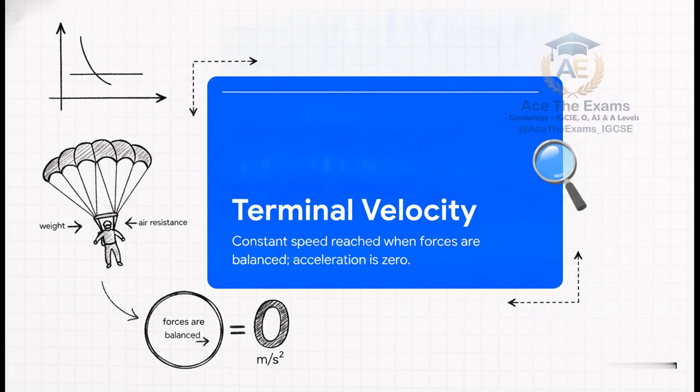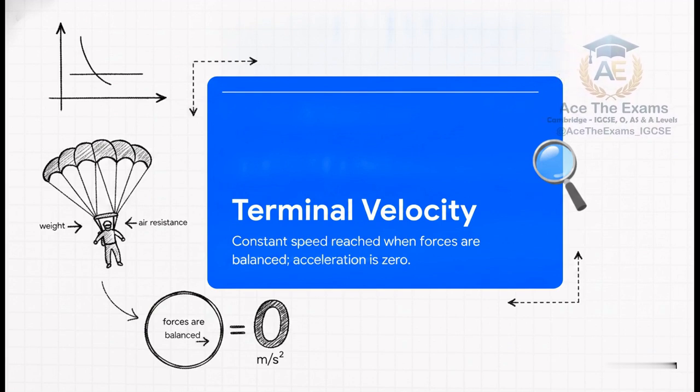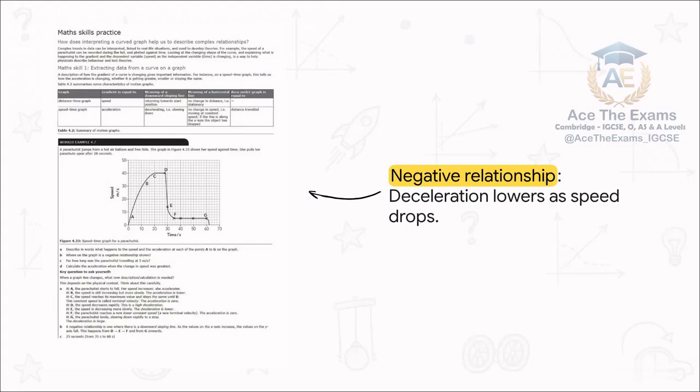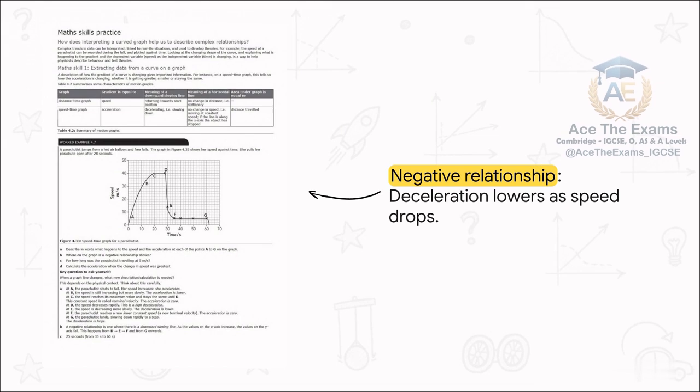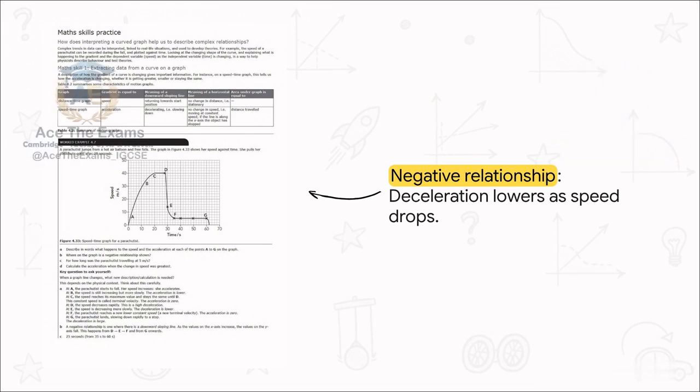The downward weight of the parachutist perfectly equals the upward push of air resistance. Because those forces are completely balanced, the acceleration is exactly 0. Now this is where things get pretty intense. Look at the massive drop from D past E and all the way down to F. We have a negative relationship here. As the time on the x-axis ticks forward, the speed on the y-axis drastically falls.